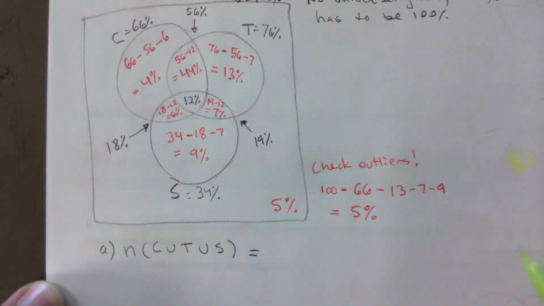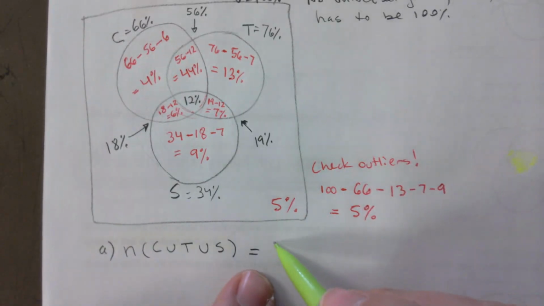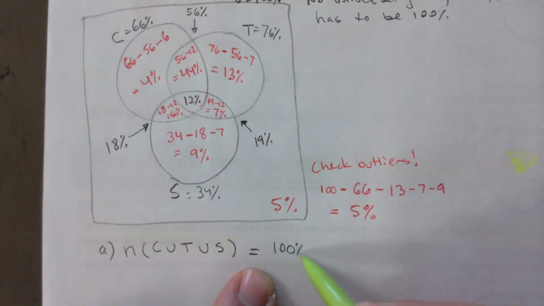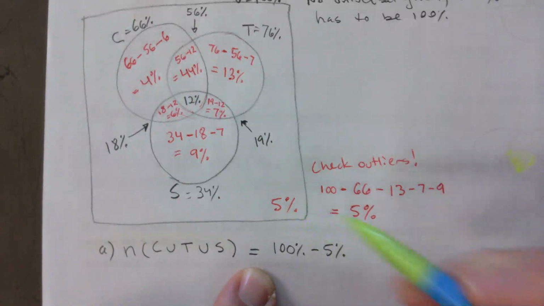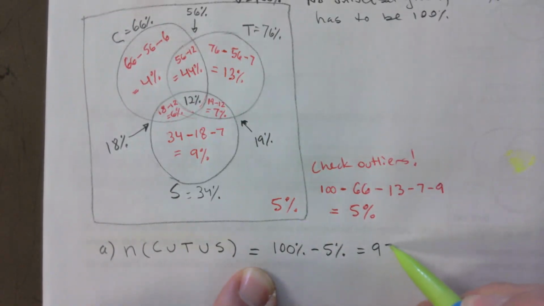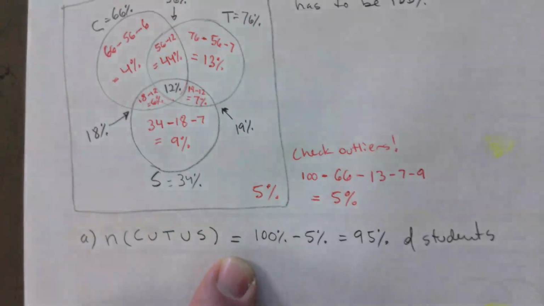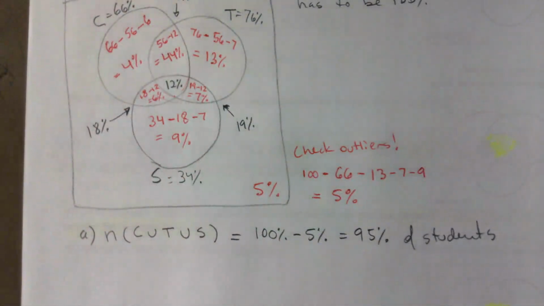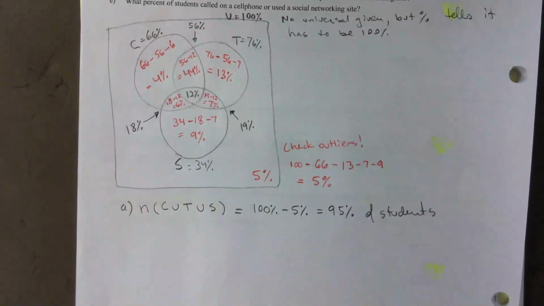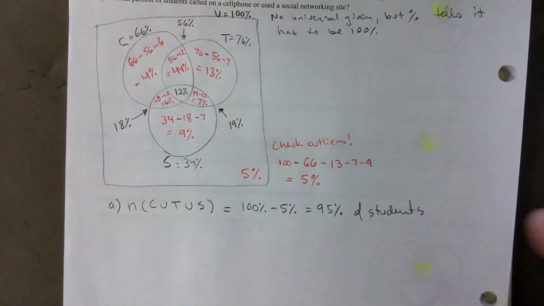What's the best way to find that? Take 100% and subtract 5, right? Because these are the folks that aren't. So 95% of students. I'm zoomed in so much that you can't see anything. There you go. 95% of students.